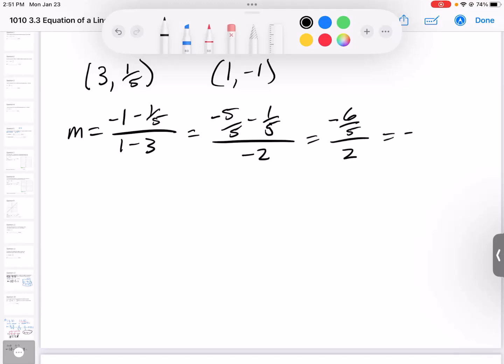But you could write that as -6/5 times -1/2, because that's the reciprocal of -2. And that ends up giving you -6/10, which, oh, actually, sorry, that should be negative, which actually means you'll have a +6/10. And that can be reduced to 3/5. So your slope would be 3/5. And then once you have the slope, then you just do point slope form. And I would probably choose the point that doesn't have fractions.